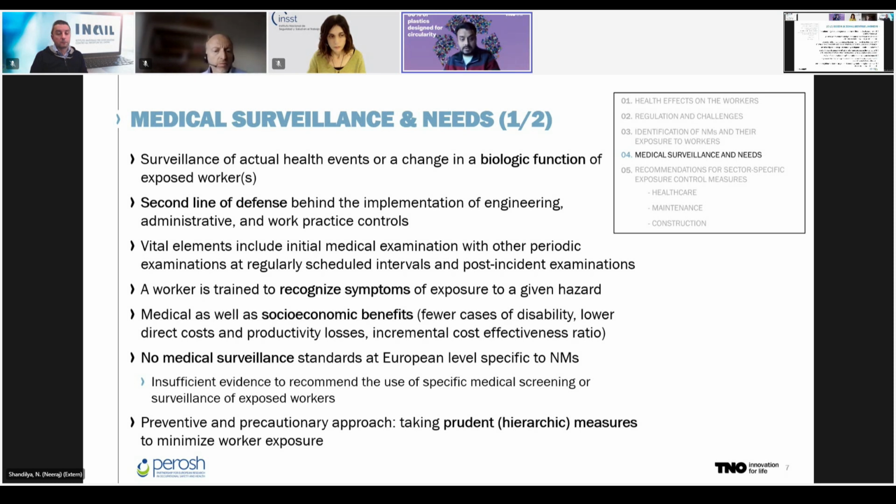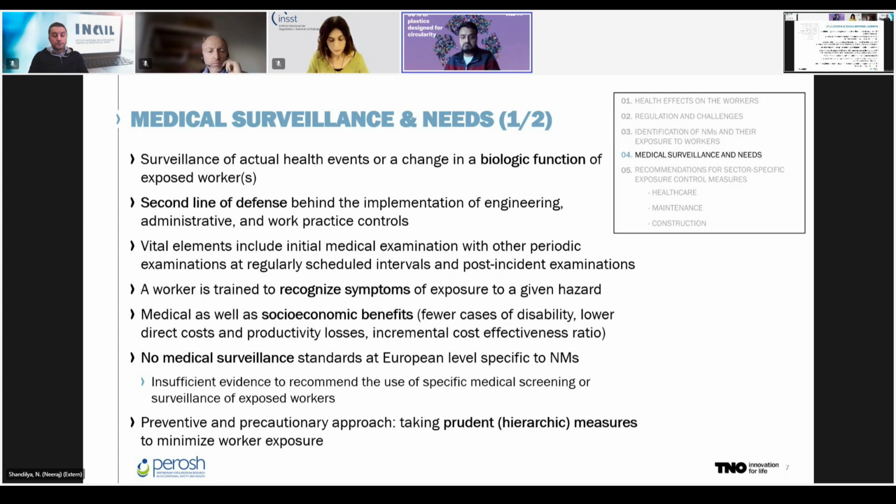And it is basically the responsibility of the employer to train the worker to recognize the symptoms of exposure to a given hazard. This allows identifying the workers who have or who are developing adverse health effects due to their exposure to nanomaterials. A medical surveillance program can also be used to avoid worsening of symptoms by implementing preventive measures. Now, such a surveillance program is not only for risk prevention purposes, but it can also improve the predictive value and provide medical as well as socioeconomic benefits to the employer.